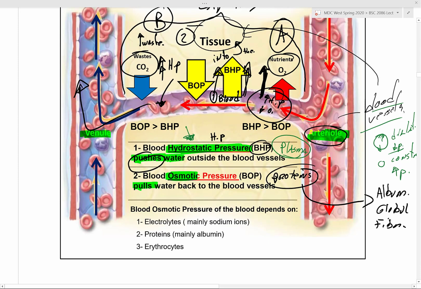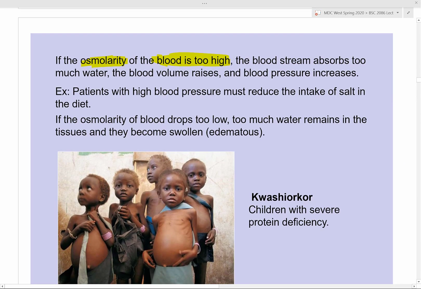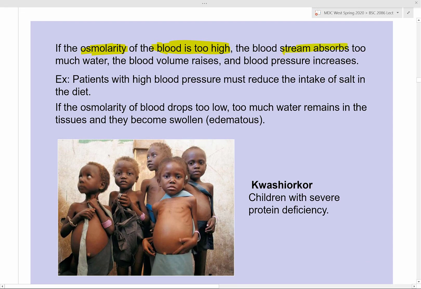Osmolarity means what? It pulls the water, right? So it's going to pull the water out of the tissue. So that means that the bloodstream absorbs too much water because you have too much osmolarity in there, correct?